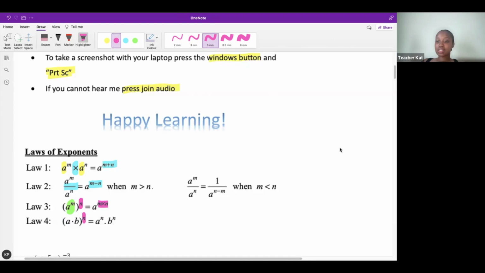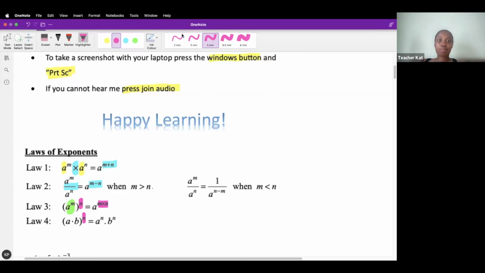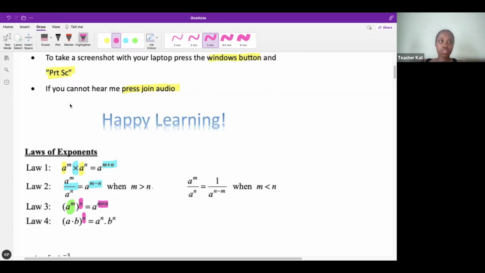You guys can take a screenshot of this so that you have a summary of all your laws in the same place. So you can refer to them, even when you're studying, even when you're practicing, you can refer back to the summary of the laws. These are the 4 laws of exponents. All right.